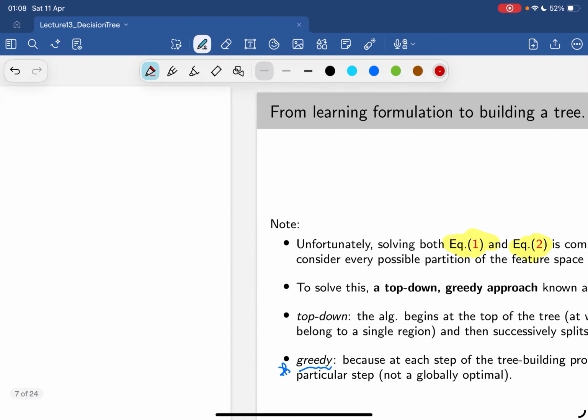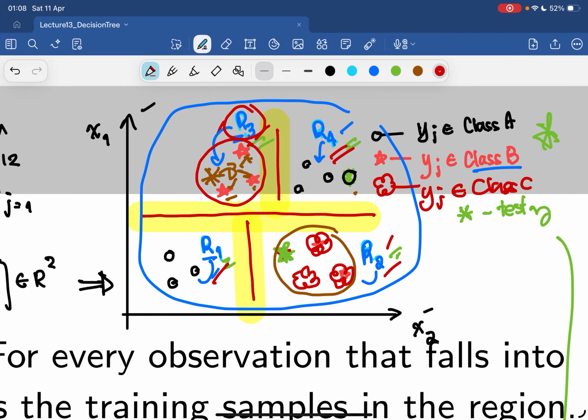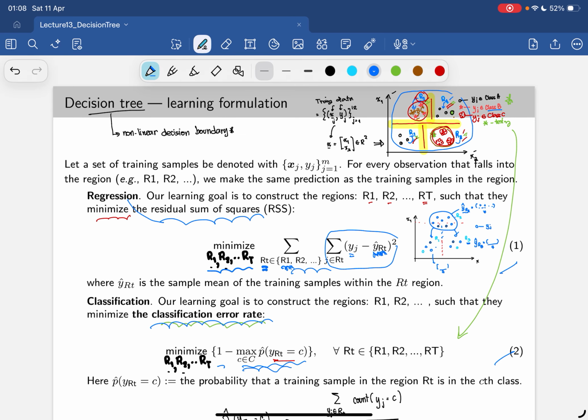So with that, we define purity to measure whether or not a region contains samples from the same class, or whether you would be able to find a better splitting that gives a set of samples that is more pure, containing points from the same class more than other types of splitting. That is why we need purity to check this.